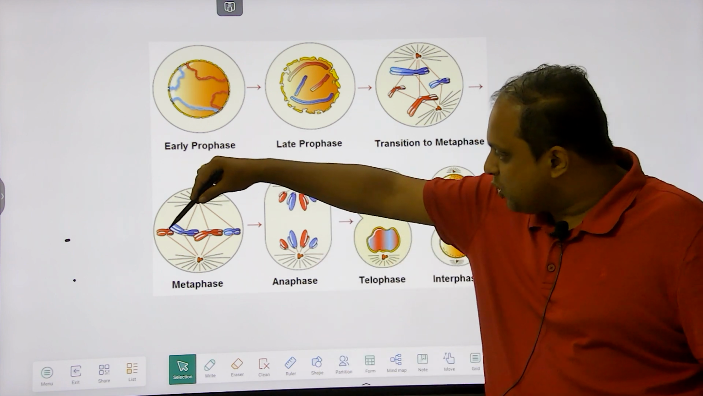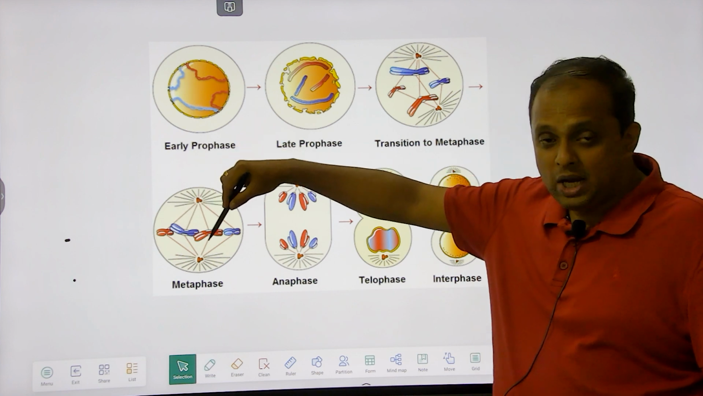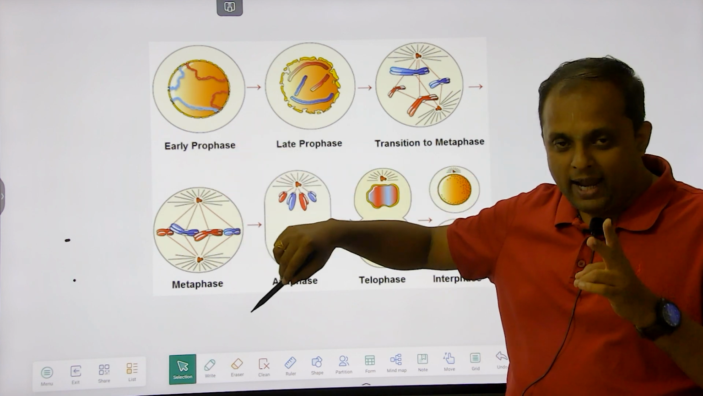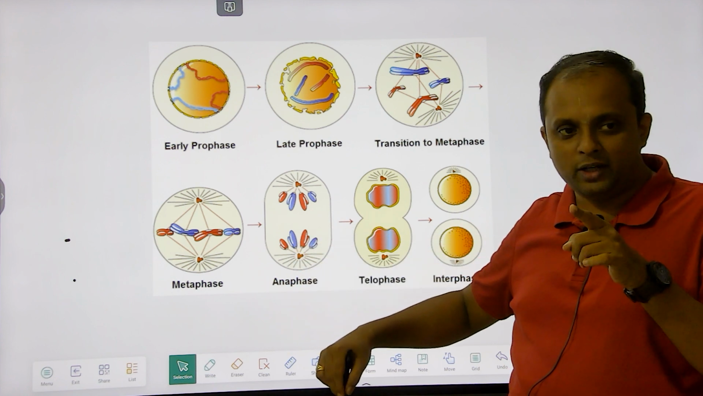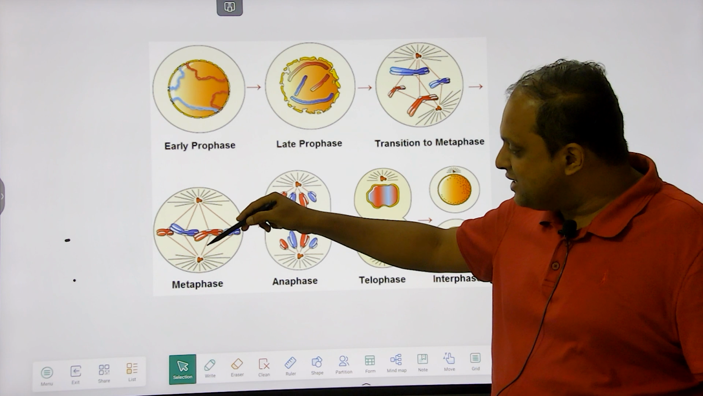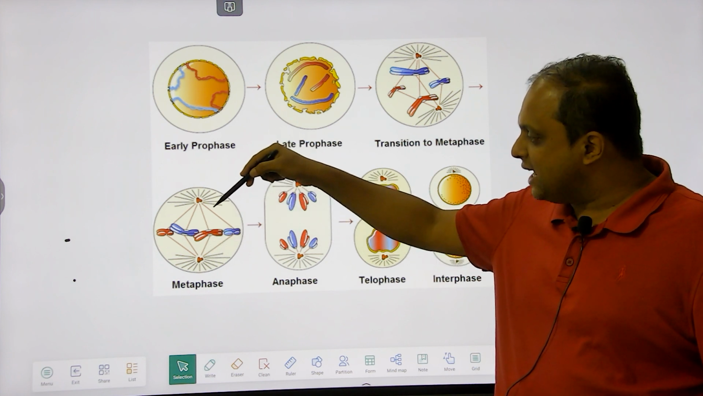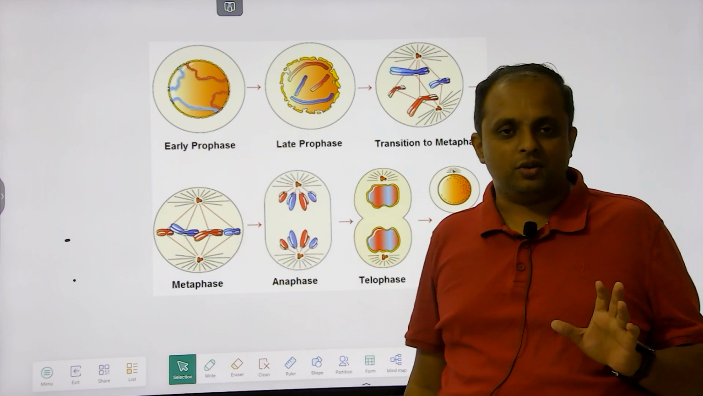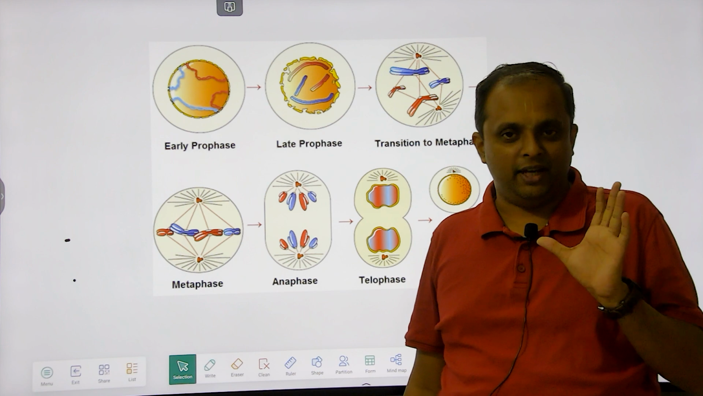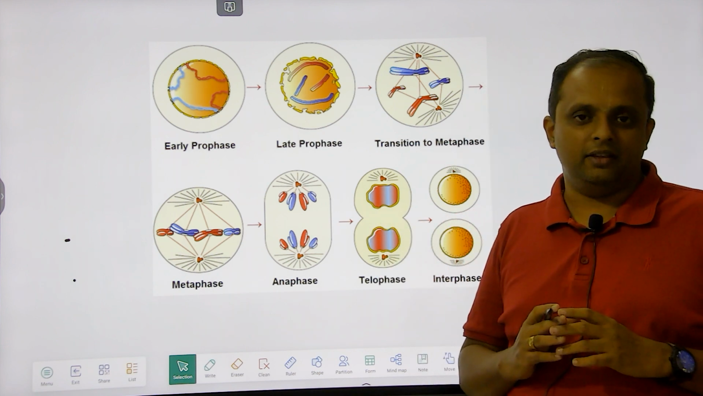So this is what is called a metaphase plate, which has chromosomes in dyads, that is, two chromatids connected with a centromere. Each centromere has two kinetochores. One is attached with the spindle fiber from one centriole, and the other is attached with the spindle fiber from the opposite centriole. So this is the metaphase plate. And the chromosomes are also clearly visible in metaphase.